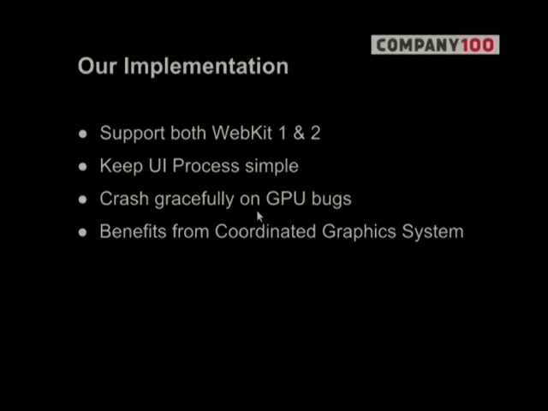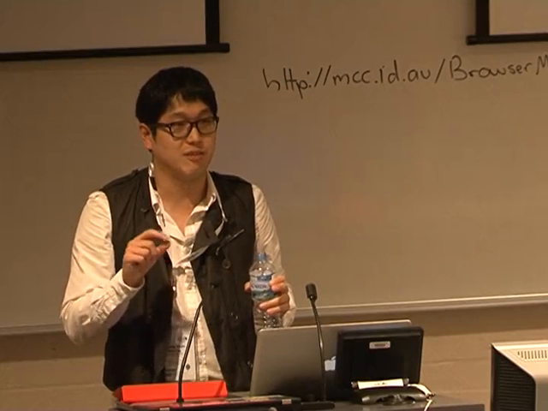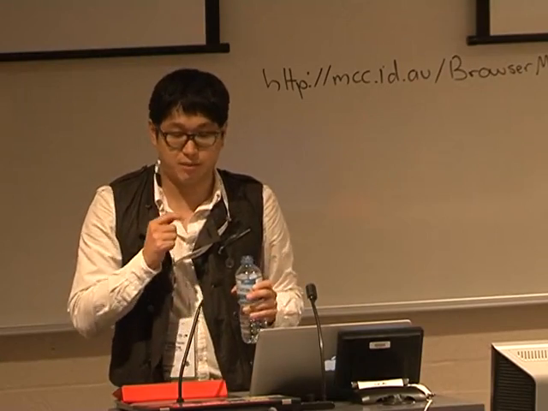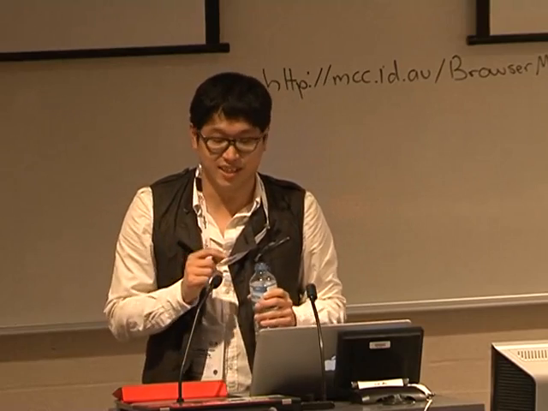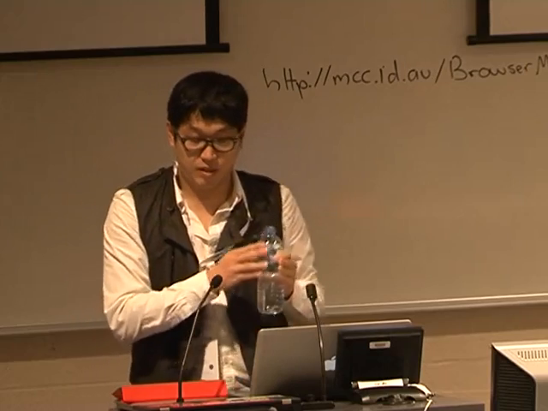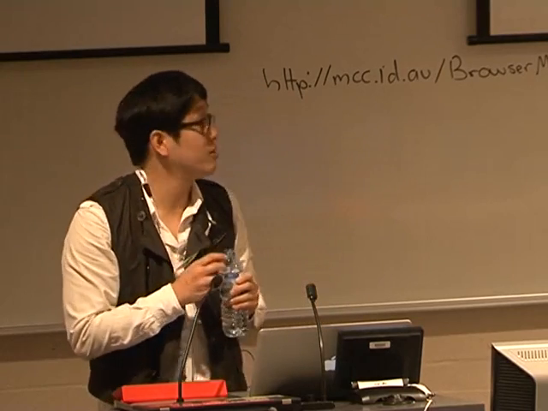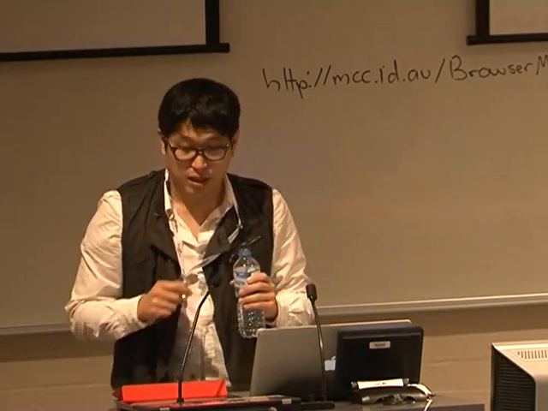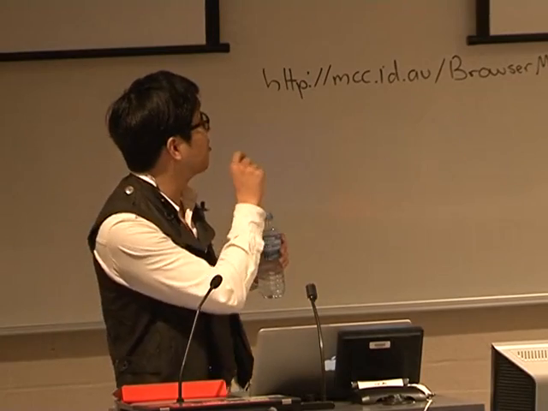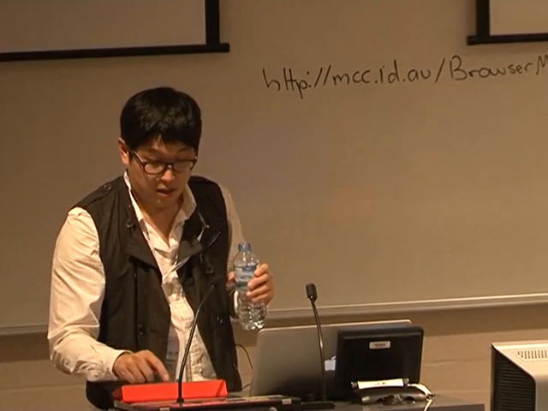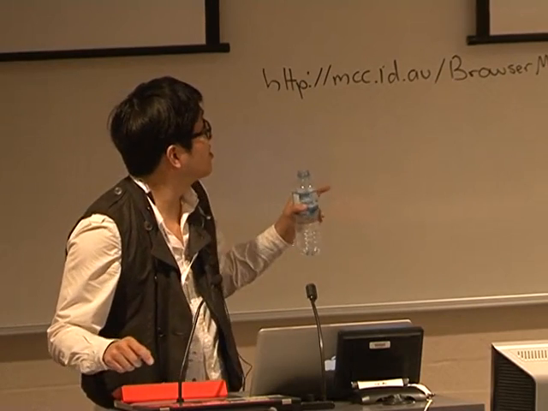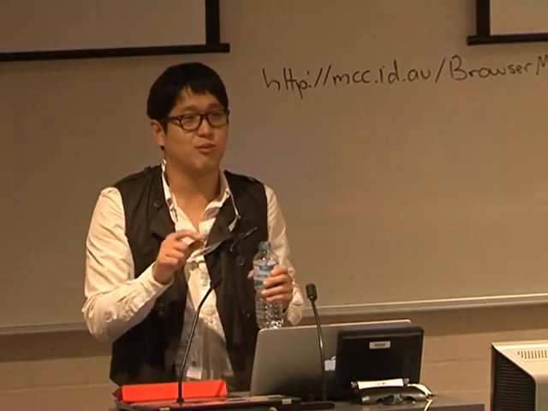And so in our implementation, we have implemented another main thread compositing, the threaded compositor, which is a threaded variant of the coordinated graphics system. The threaded compositor compensates for the restrictions of coordinated graphics as well as benefits from the original coordinated graphics advantages. It separates a thread in WebCore. So it can support both WebKit 1 and 2. And also, we can keep the UI process simple, as coordinated compositing is done in WebCore. Only the web process uses the GPU directly. So the UI process is isolated from the GPU bugs.